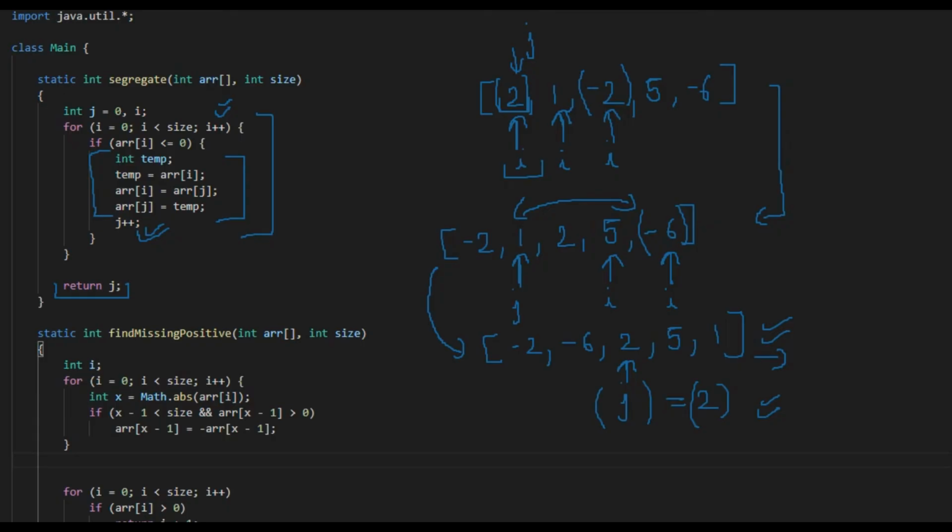Then in this function we will return j. That means we will return 2, and as we have passed the same array, changes will occur in the same array only. So we will get this array and we will return 2 here from this segregate function. Now let's move down and see how this loop is helping us.